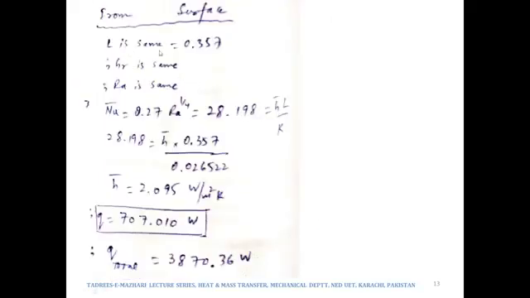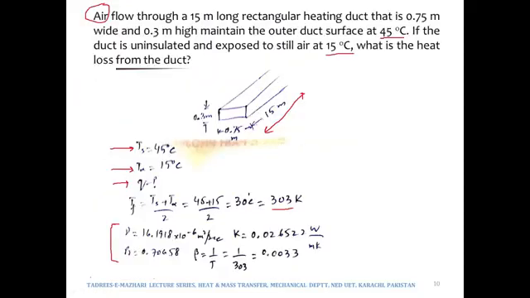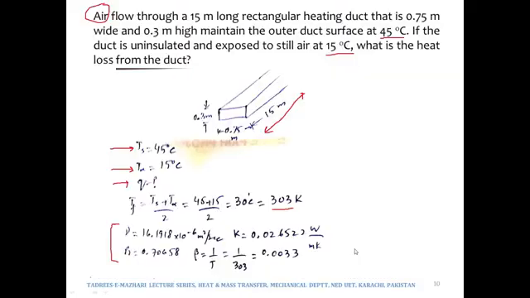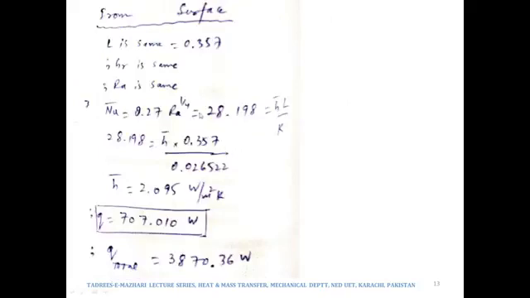From the other horizontal surface, the L would remain the same. So Grashof number and Rayleigh number would remain the same. However, for Nusselt number, it was between 10 to the power 8 something. Now we have to take the lower surface of a hot plate. Because if it is a hot plate which is at 45 degrees Celsius, the convection would be taking place between this hot plate and the air below it. So the Nusselt number would be 0.27 Rayleigh raised to the power 1 by 4.